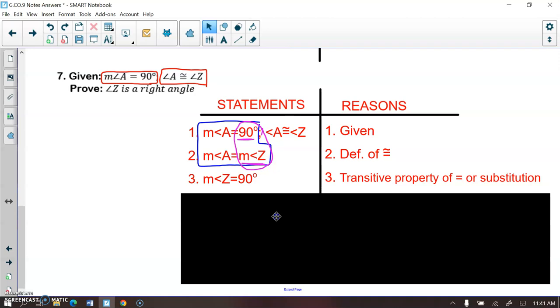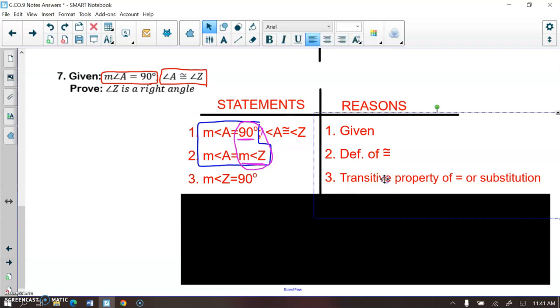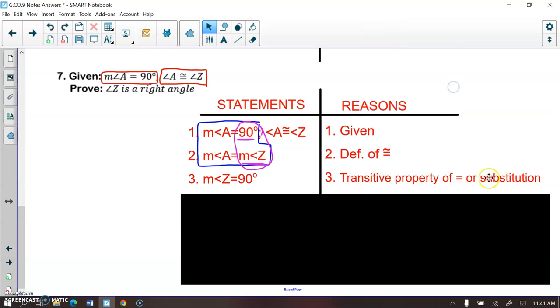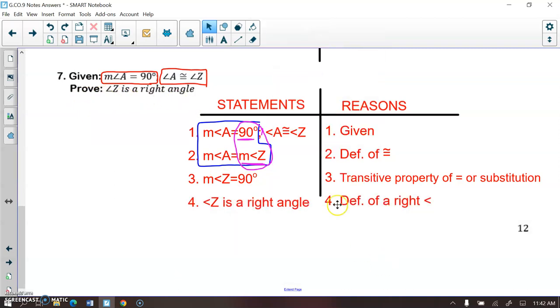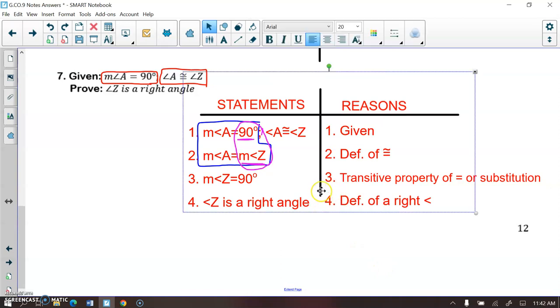So for the next step, I'm going to say the measure of angle Z is equal to 90 degrees, and that is either transitive property of equality or substitution. It is up to you. You do not need both. But then if I know that the measure of angle Z is 90 degrees, I can say then angle Z is a right angle because that's the definition of a right angle. This is our proof.